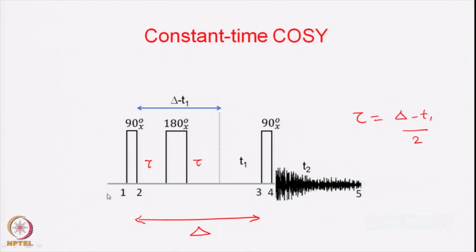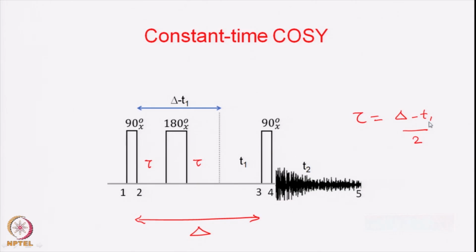This is an interesting experiment. You see, the total time from here to here is kept constant, and here is a component T1 which is incremented from experiment to experiment, which also means that tau also changes with T1. This also is changing, which means this 180° pulse keeps moving.